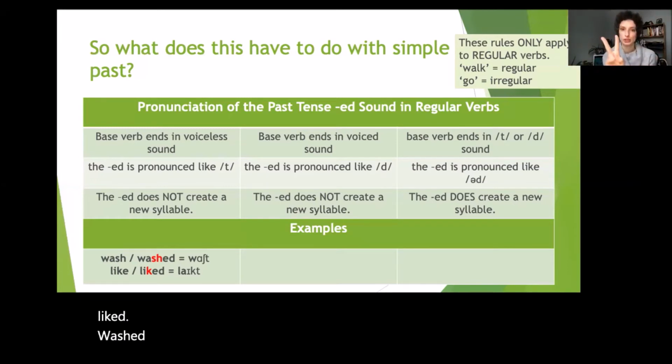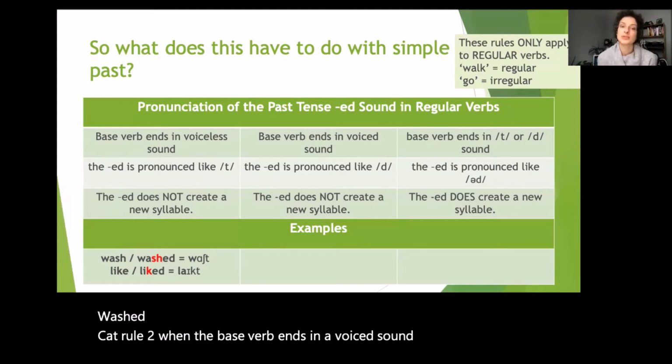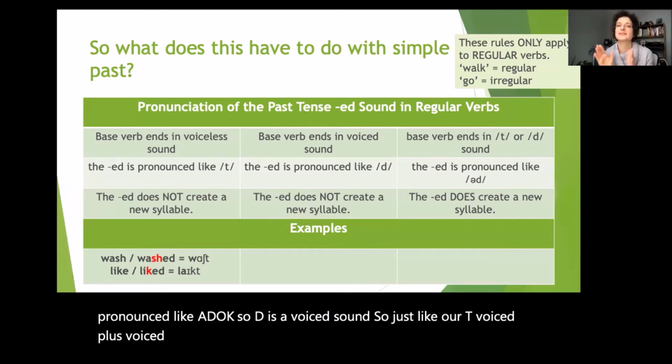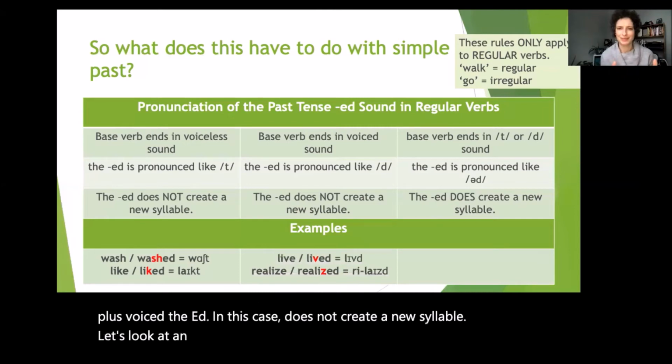Rule number 2. When the base verb ends in a voiced sound, the ED is pronounced like a D. So D is a voiced sound. Just like our T, voiced plus voiced. The ED in this case does not create a new syllable. Let's look at a couple of examples.